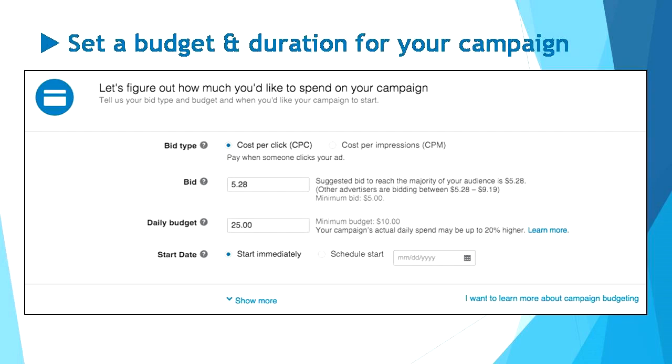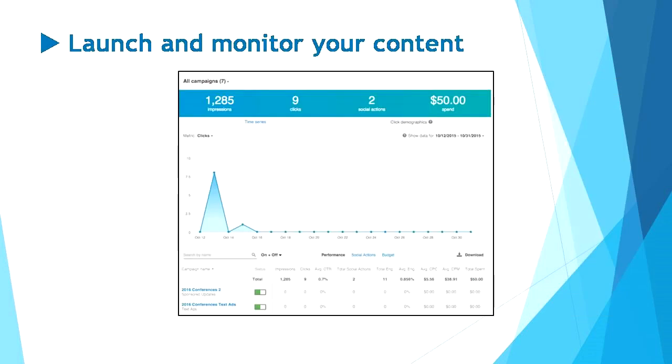Then lastly, you have to set a budget and duration for your campaign. You're allowed to select one of two different bid types, CPC, which stands for pay when someone clicks on your ad, or CPM, which stands for pay when someone sees your ad. And from there, the campaign manager will suggest a bid and daily budget. You can also customize the start date of the campaign as you like. And you're done. Simply click and launch your campaign. After launching a sponsored update campaign, you can track its progress in the Campaign Manager homepage under the Sponsored Updates view. Here's a sample of how the dashboard looks.